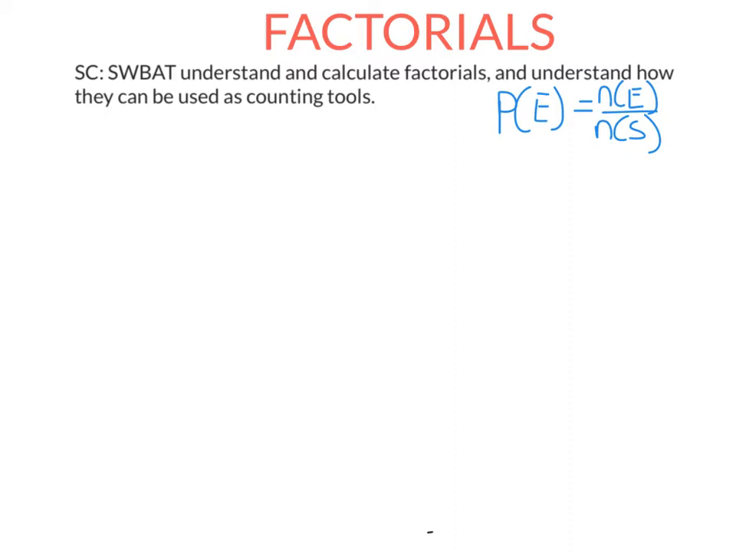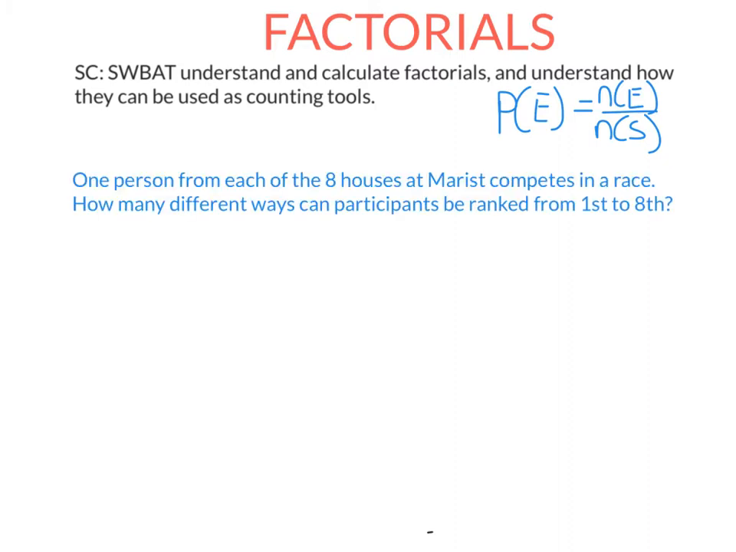They can help us count this or this. That's what the whole of this lesson is about. So let's look at an example. So let's look at this question here. One person from each of the 8 houses at Mars competes in a race. How many different ways can the participants be ranked, finish from 1st to 8th?